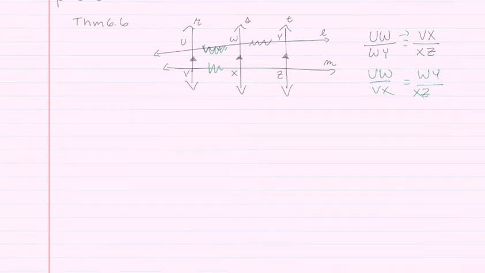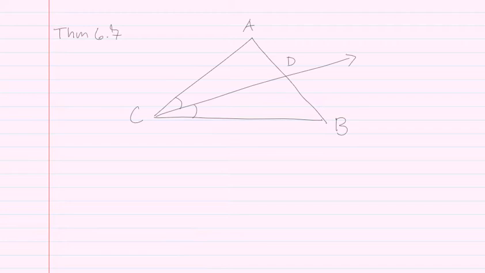properties. The next theorem we have is theorem 6.7. And this theorem says, if a ray bisects an angle of a triangle, then it divides the opposite side. So here's the angle, angle C that it's dividing. It divides the opposite side into segments whose lengths are proportional to the lengths of the other two sides. So for example here, if I have AD over the other side of the triangle it has created, AC, that is going to equal BD over BC.